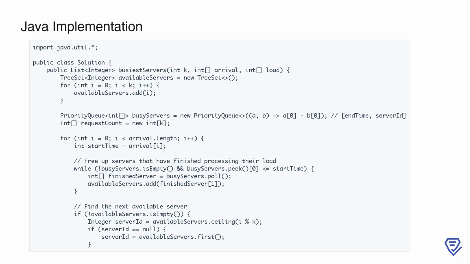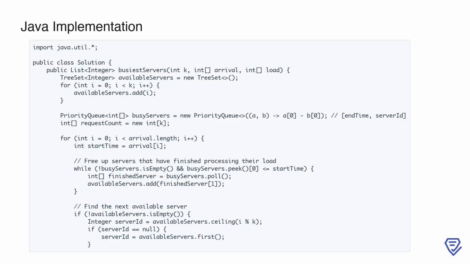Next, we iterate through the arrival array, processing each request one by one. For each request, we first check the busyServers queue and free up any servers that have completed their processing by the current arrival time. This is done using a while loop that removes servers from busyServers and adds them back to availableServers. Then, we attempt to assign the current request to one of the free servers.